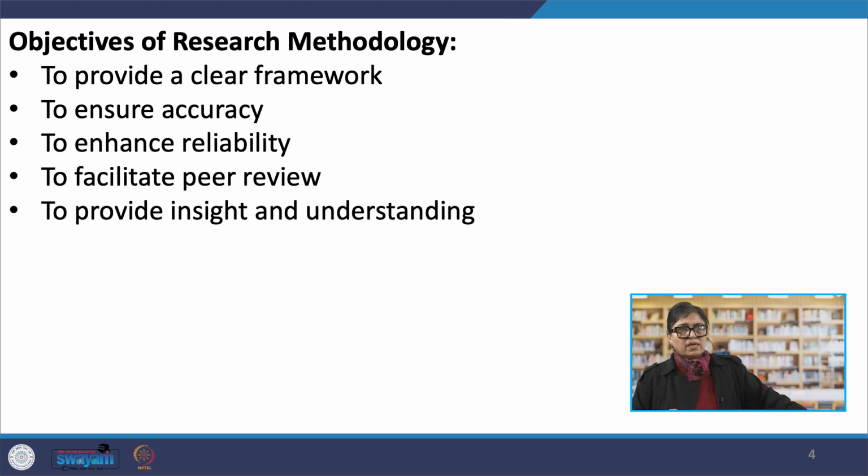To provide insight and understanding, any research aims to provide insights and a deeper understanding of the topic being studied. The right methodology is crucial in achieving this objective effectively. These objectives underscore the importance of research methodology in conducting and evaluating effective research.